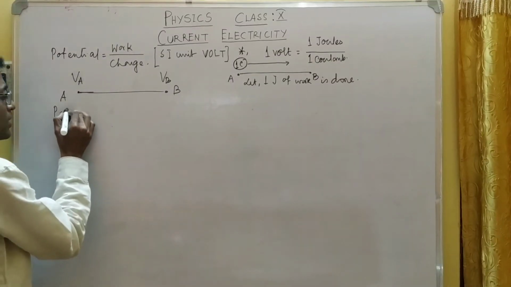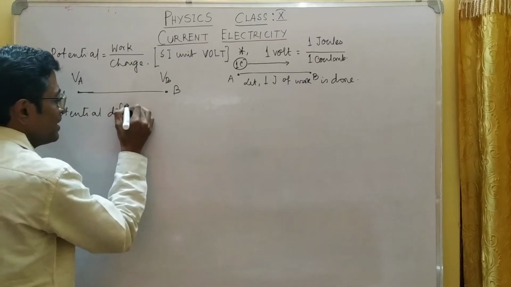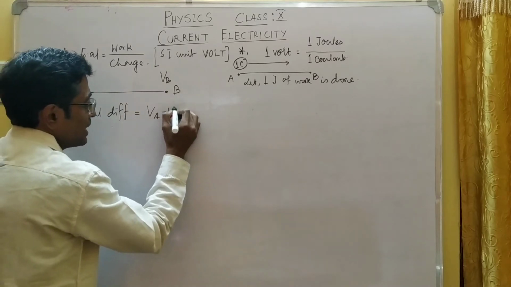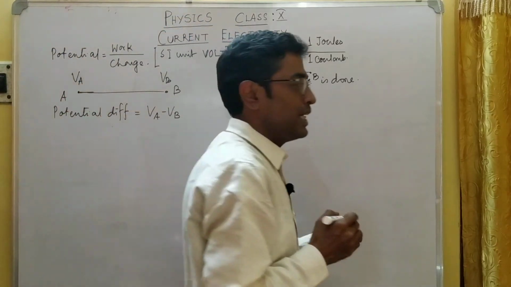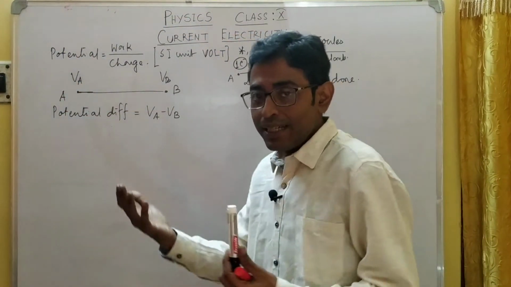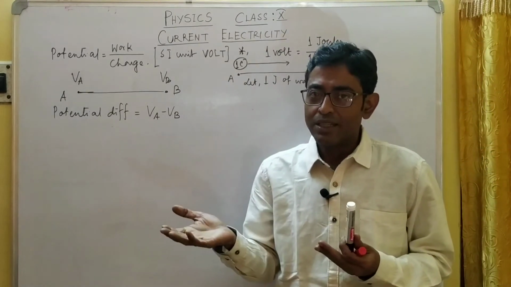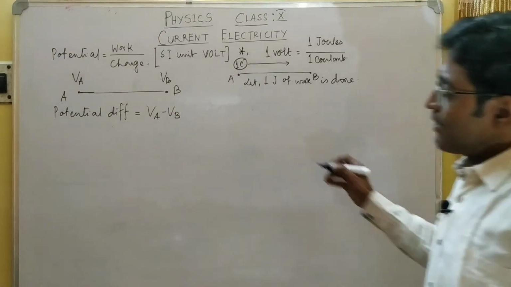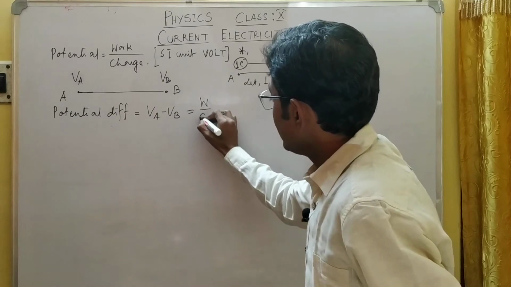Potential difference is equal to VA minus VB. You can write the reverse way also, that is VB minus VA. Whatever is greater, we normally do it like this: positive potential minus negative potential. So VA minus VB. So what is potential difference? VA minus VB, we can write, that is W by Q.